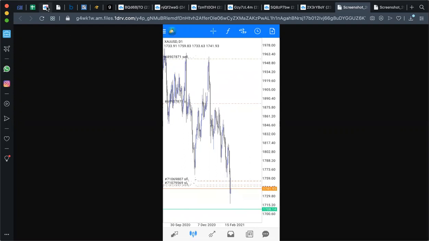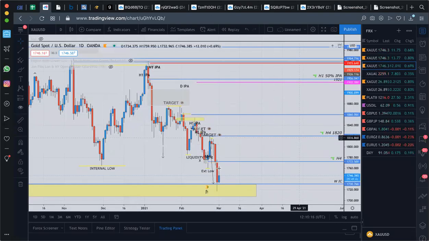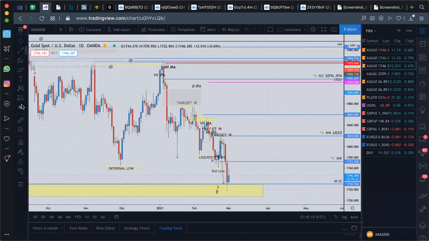As I've said to you guys before, gold can go all the way down. So we have targets. I was targeting these areas at first. First it was this daily candle.